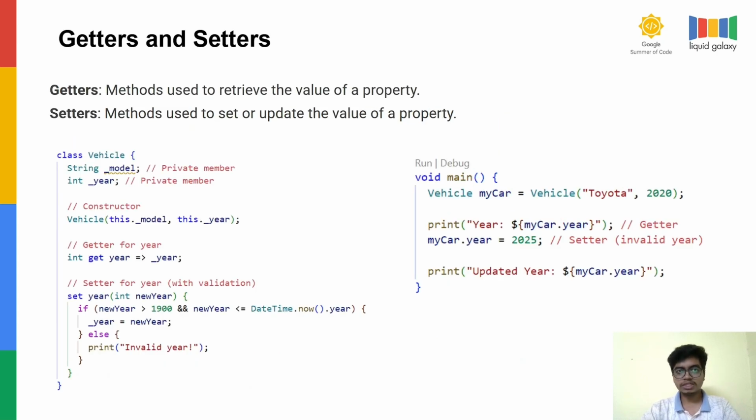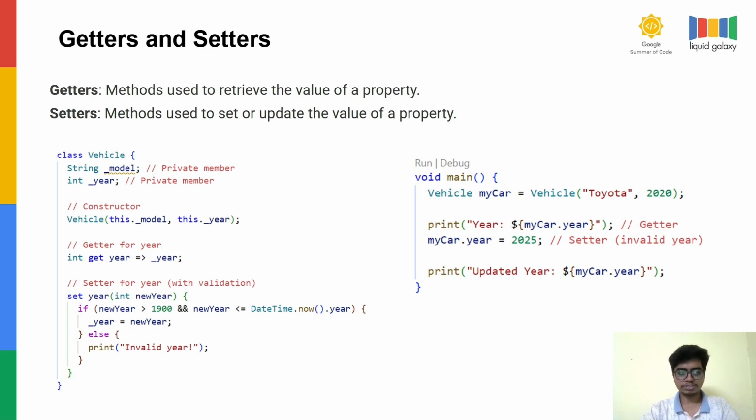Now there are two important methods, which are getters and setters. If you want to retrieve or update the value of the private members, then we use getters and setters respectively. Getters and setters are important methods for achieving this.